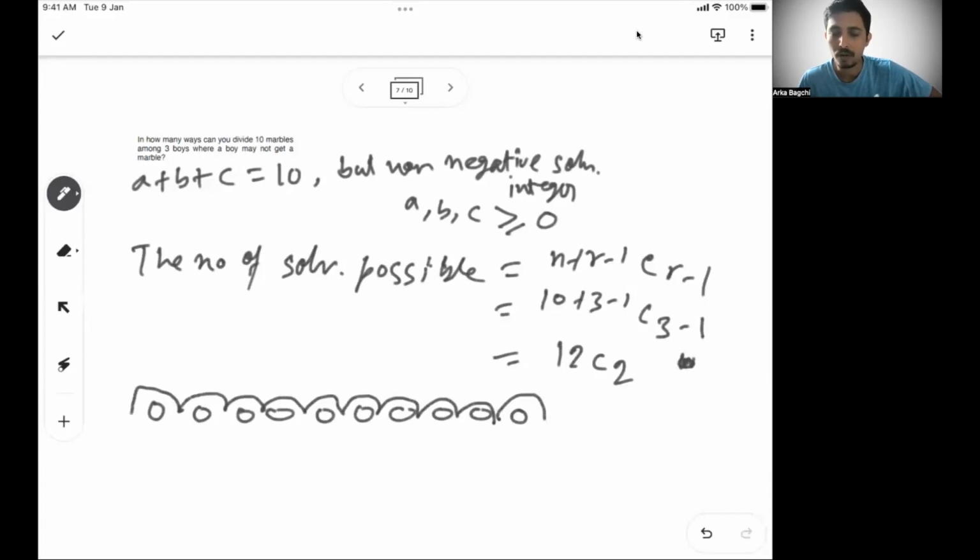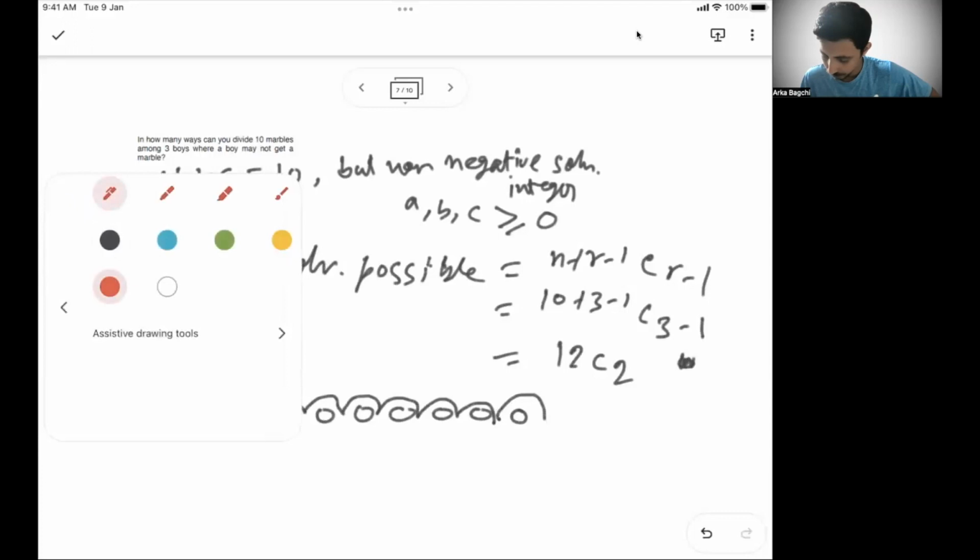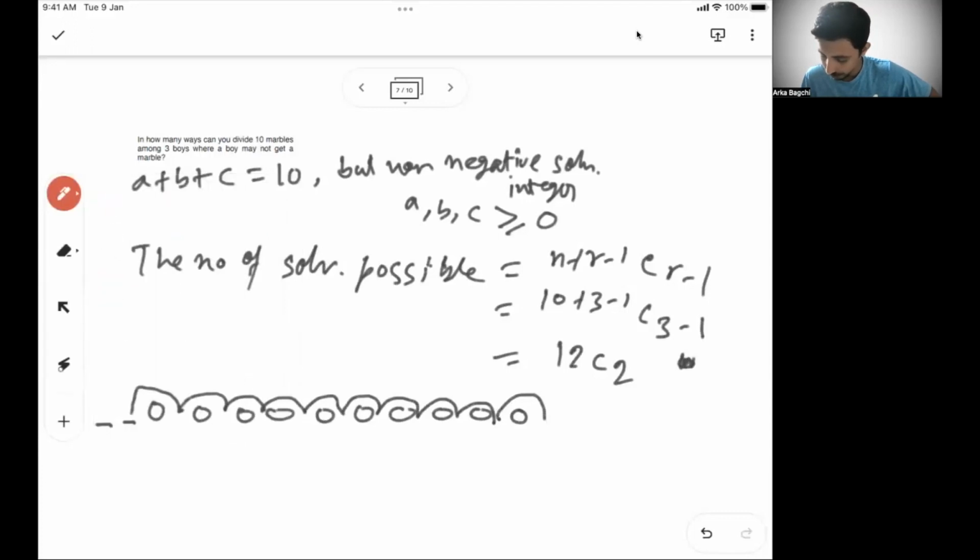But also, I can put 2 more places here, because I can put 2 bars completely outside and give everything to the rest. What I mean by that is, let's say I put 2 bars here. Then A is equal to 0, B does not get anything, and C will be completely equal to 10. So if I put 2 bars here, the first two get 0 and the last one gets everything.